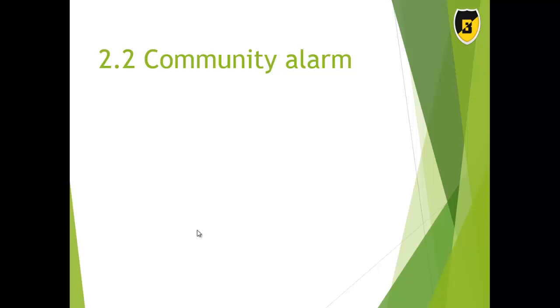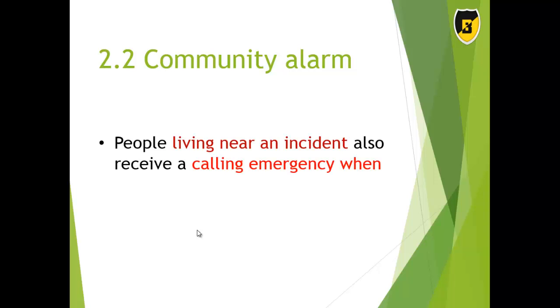Different from other systems, to limit the damage that an incident can cause, our system provides a special solution, which is the alarm community. It helps persons living nearby also receive an emergency call when a gas leak, explosion, or polluted environment is detected.